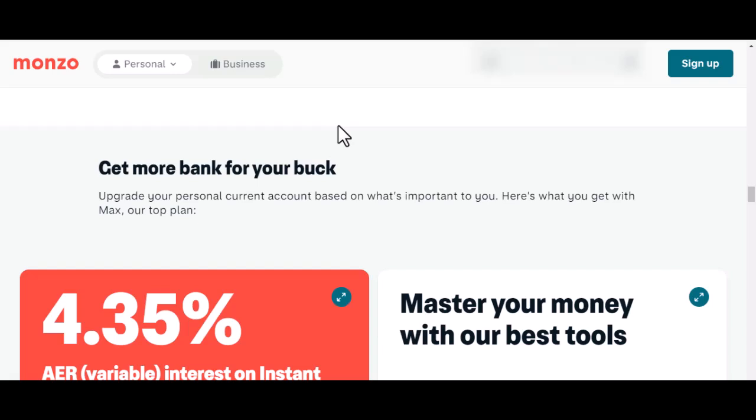Dealing with a blocked Monzo transaction can be frustrating, but by understanding the common reasons behind it and following the appropriate solutions, you can quickly get back to sending money seamlessly. Remember to always prioritize security and verify your account information to avoid future issues.